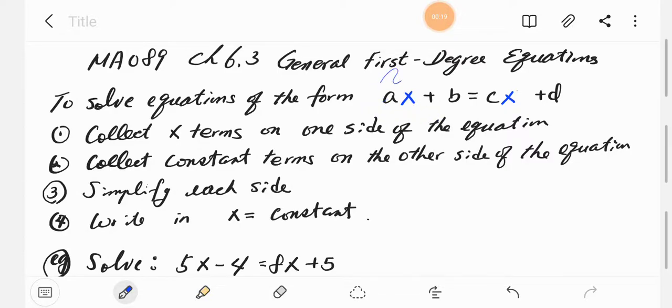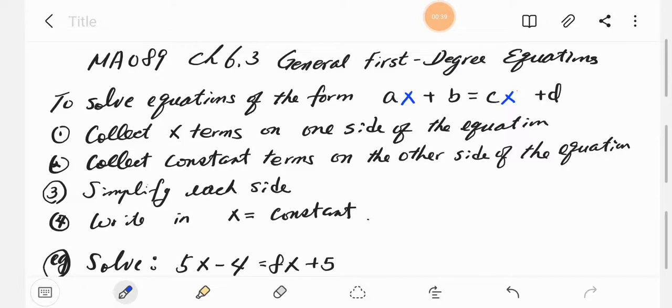The variable terms, there are two variable terms, and then they are separated. One is on one side and the other one is on the right hand side. So in order to solve this, the equation of this form, for the first step is this.